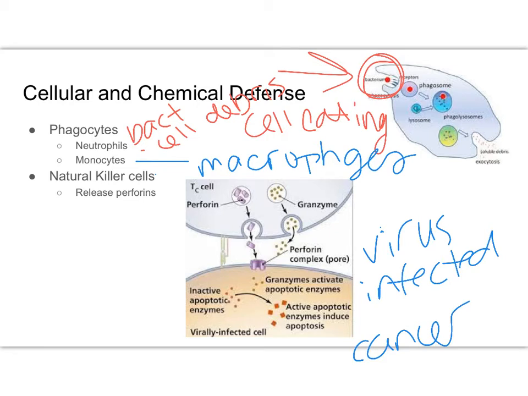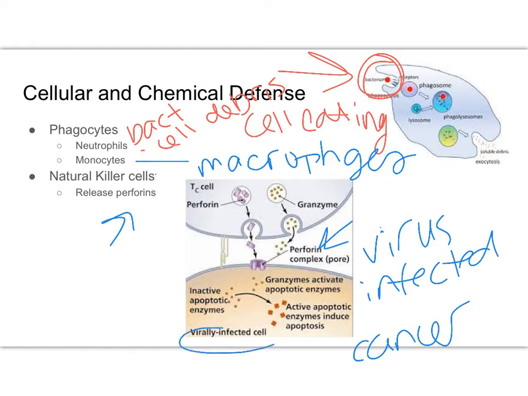Okay, so cancerous cells and viral infected cells will appear different, and so natural killer cells will try to take care of those for you. One of the ways they do that is by releasing perforins. Perforins are these proteins you can see in the picture here. Here's your perforin. These perforins are going to poke a hole in the foreign cell membrane, in the infected cell membrane.